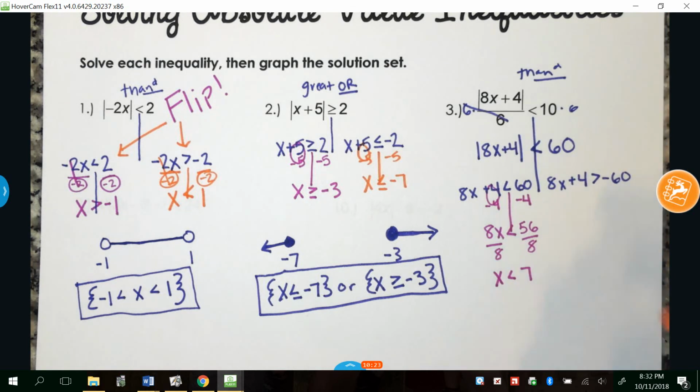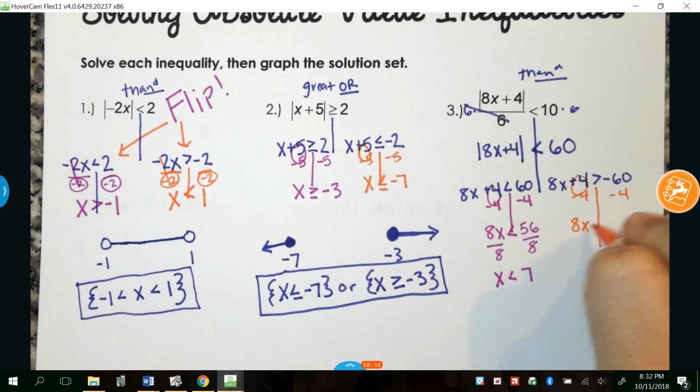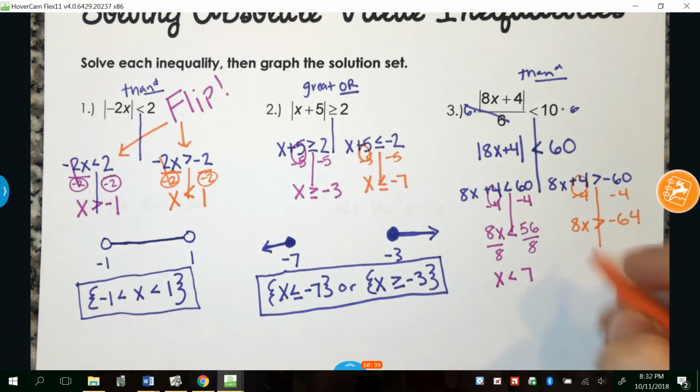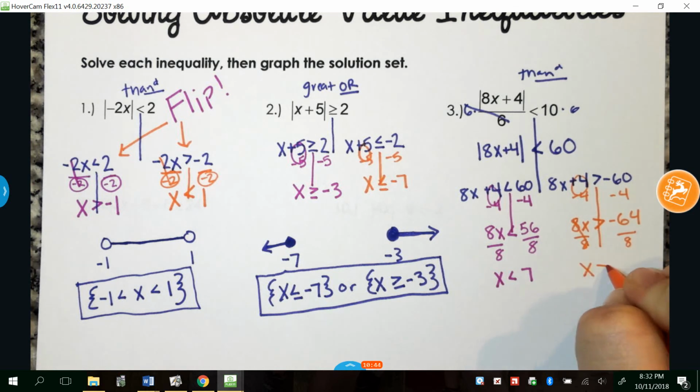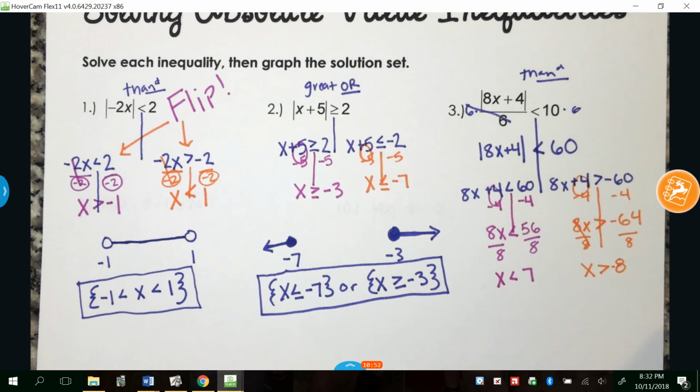So now let's solve the other one. Same steps, except we're going to get a different number on the right. So minus 4, and that leaves me with 8x is greater than negative 60 minus 4, which is negative 64. Okay, and so when I divide both sides by 8, I get x is greater than negative 8. Sorry, negative 64 divided by 8 is negative 8. Okay, so build my bar. Negative 8 is my smaller number. These are not equal to, so they're going to be open dots.